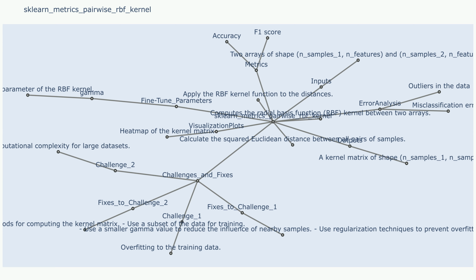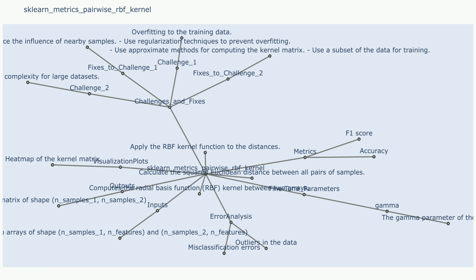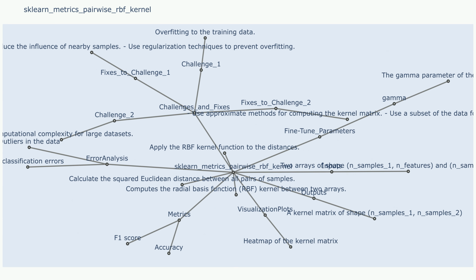Fine-tune parameters: gamma. The gamma parameter controls the width of the Gaussian function and thus the similarity between points. A smaller gamma value results in a wider Gaussian function and a larger gamma value in a narrower Gaussian function. Experiment with different gamma values to find the optimal value for your dataset and task.